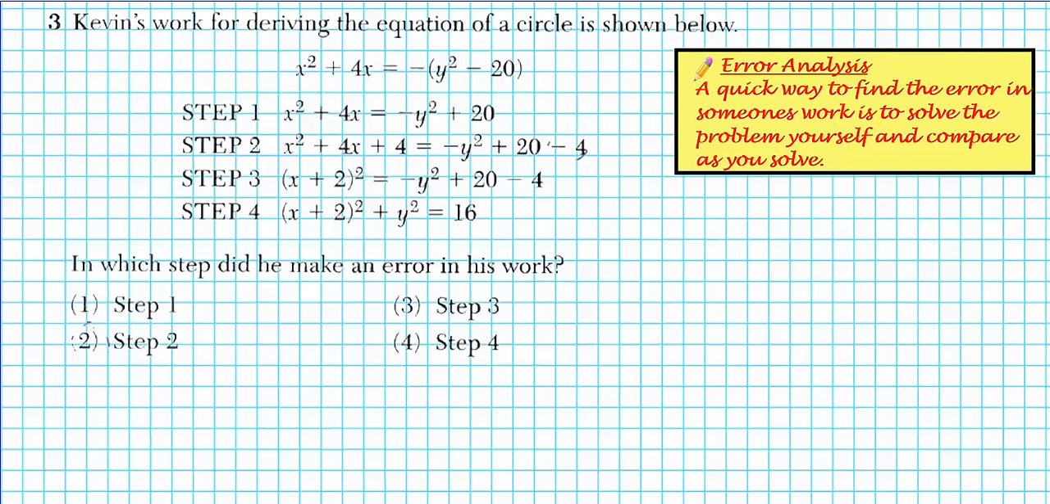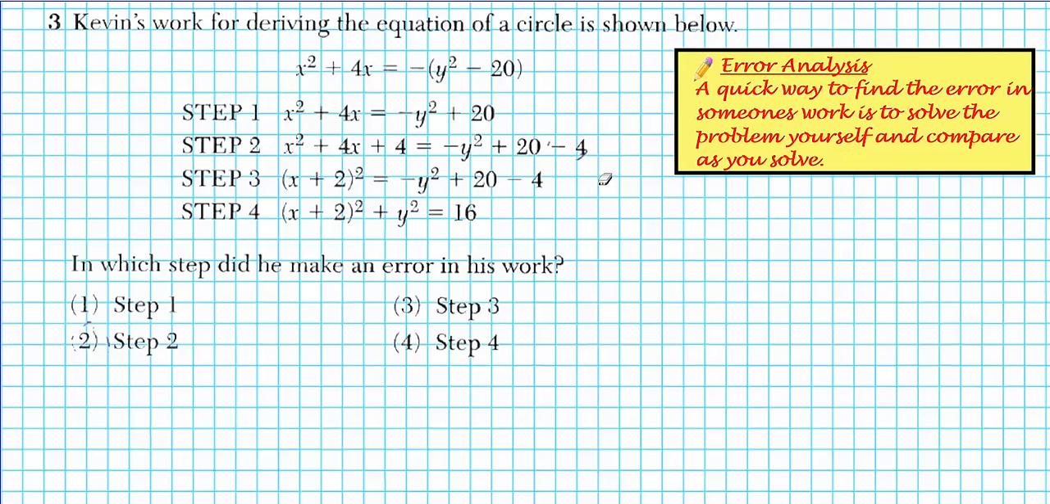Alright, let's take a look at question 3. It said Kevin's work for deriving the equation of a circle is shown below. So we have the original problem and these are his 4 steps, okay? The question is, in which step did he make an error in his work? In this problem, he's basically converting this equation to the center radius form of the equation of a circle. And the question is, where did he make the mistake?